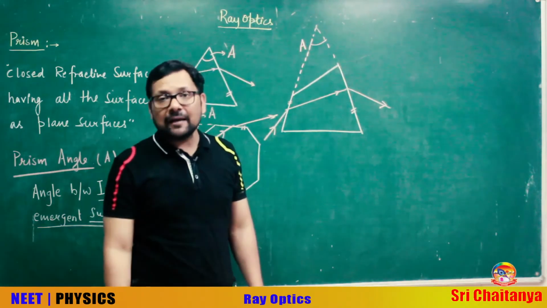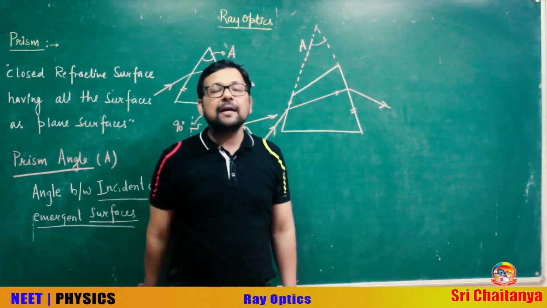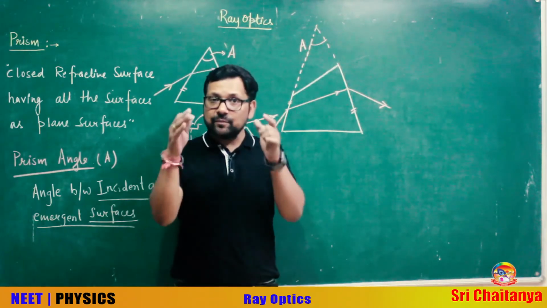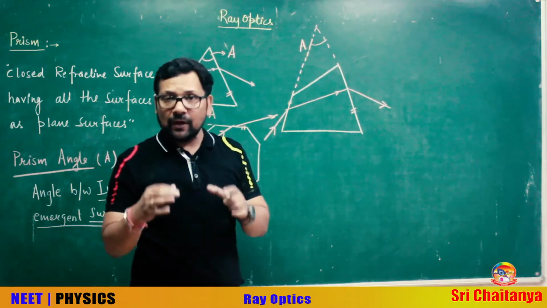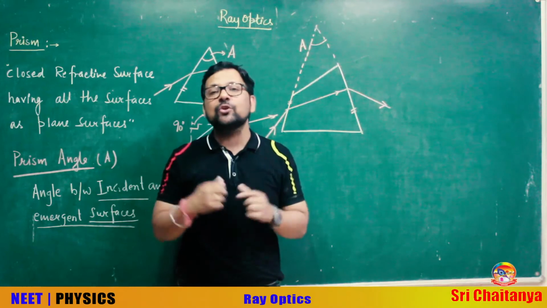So the prism angle is the angle between the surface on which light is incident and the surface from which light emerges, and it is not necessary that the prism angle lies inside the prism. Now we are done with the definition of prism. Now we will see the question topics.